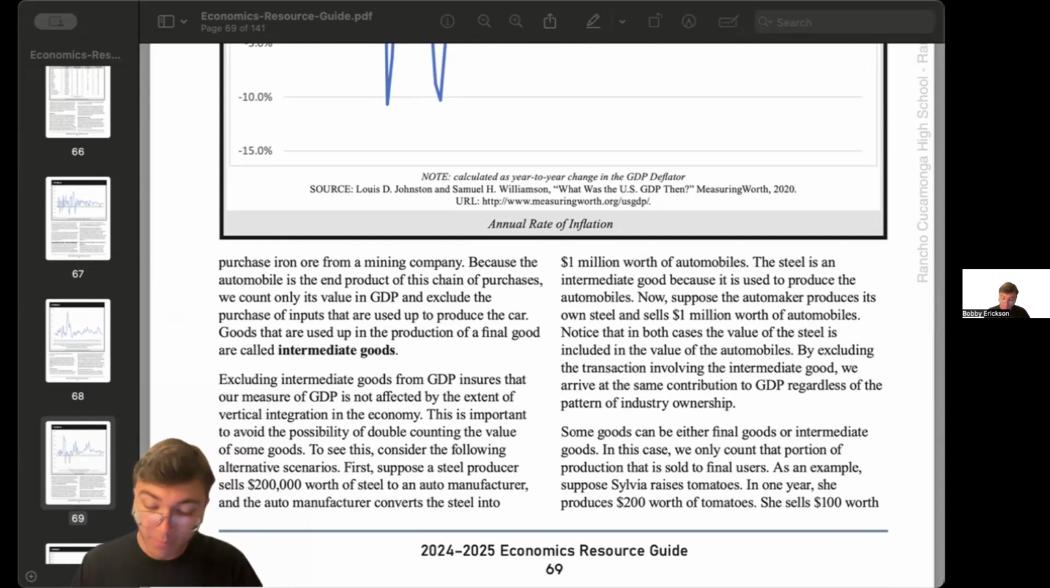In both cases the steel is included in the value of the automobiles, the $1 million, but by excluding the $200,000 that the original company had sold the steel for, then we are saying that no matter who owns the industry, no matter whose hands are touching it, we're going to have that same GDP no matter what, of industry or ownership.